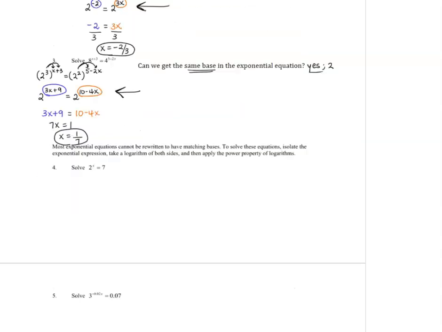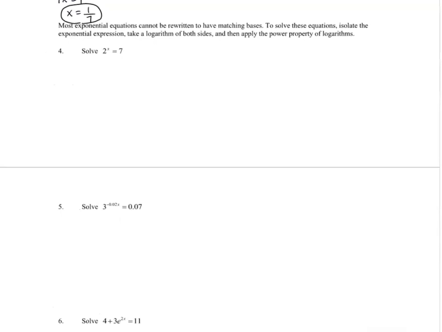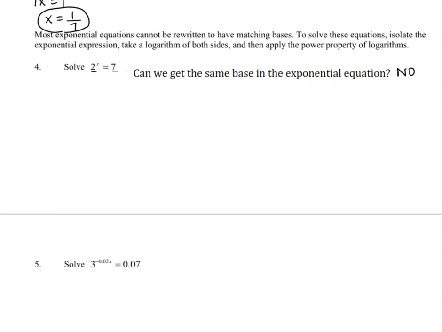Now we're going to look at some examples when we start that problem, still asking ourselves the same question of can we get the same base in this equation. The answer is now going to be no, because between 2 and 7, I cannot get the same base. So how we approach this problem when we are unable to get the same base is we take a logarithm of both sides. It didn't say which logarithm, it just said a logarithm.